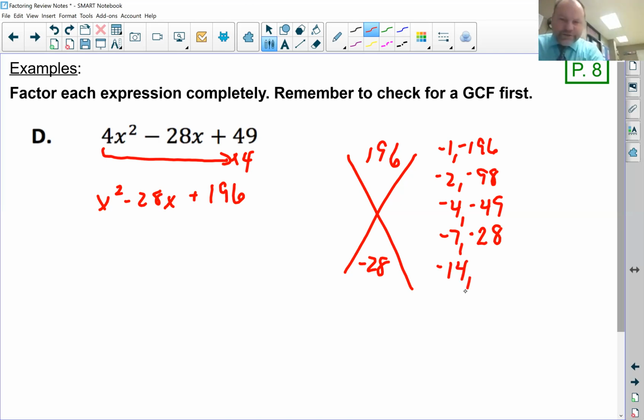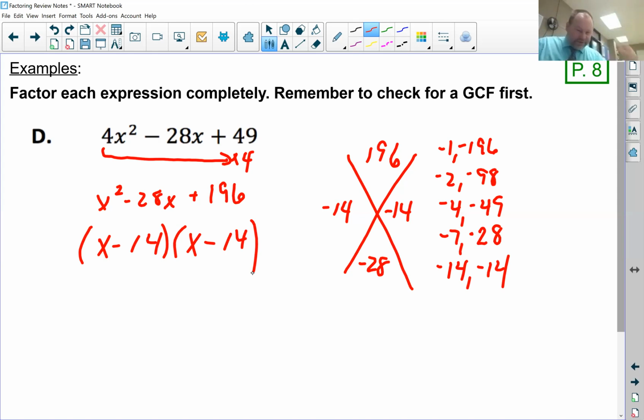And 14, negative 196 divided by negative 14 gives us negative 14 and negative 14. And that adds to negative 28. It works. So this is actually a perfect square trinomial. So we have our x minus 14 and x minus 14.